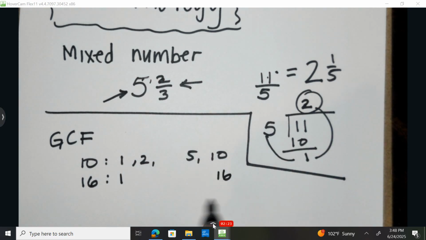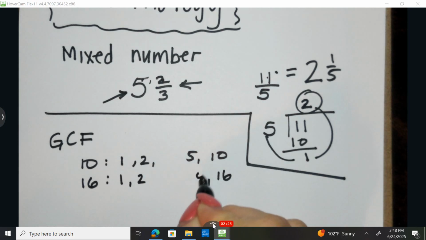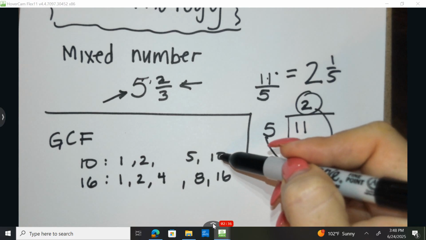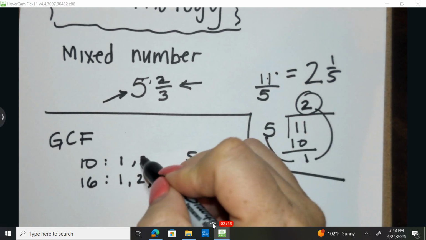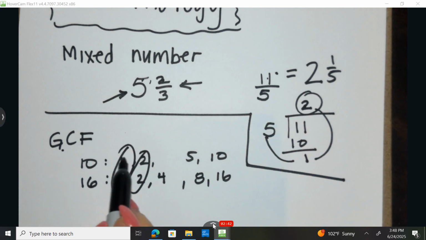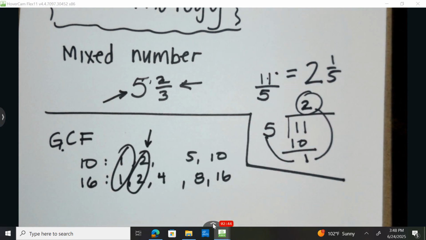1 times 16, 2 times 8, and 4 times 4, but we only have to write 4 one time. So now that I've listed all the factors, the GCF can be found by finding the common values here, and we can see common values would be 1 and 2, and the greatest of those common values is in fact 2.